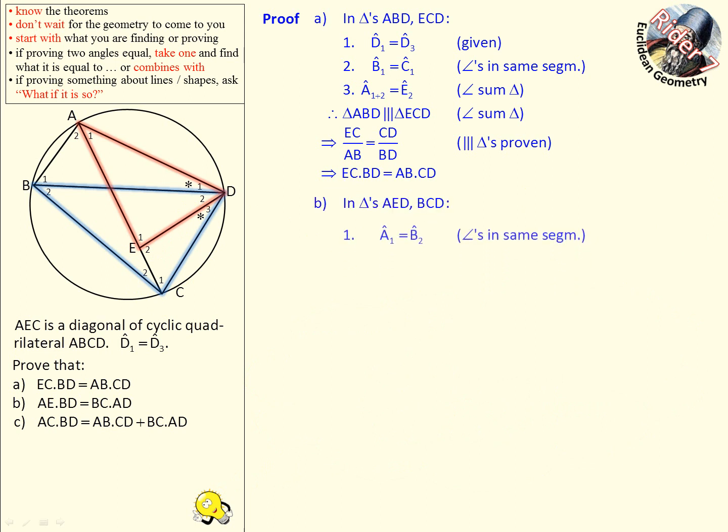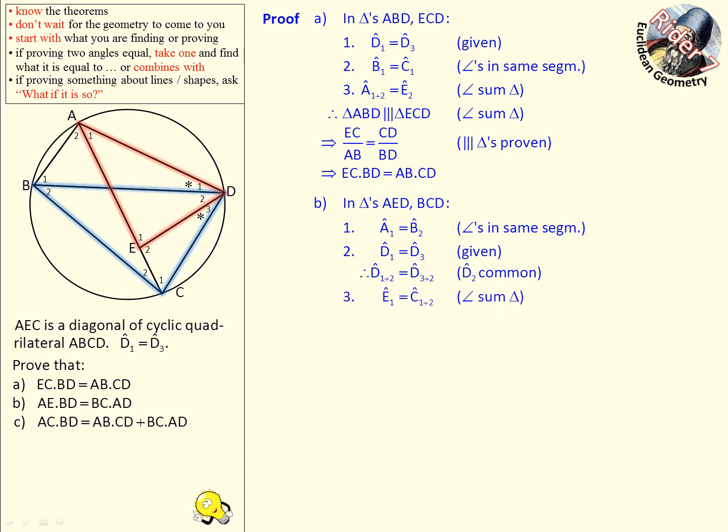So, proof. There are angles in the same segment. We do a little mini proof within here to prove that D1 and 2 equals D2 and 3. And then the angle sum triangle. State in the correct order, angle A equals angle B, angle E equals angle C, and angle D, 1 and 2, equals angle D, 2 and 3.